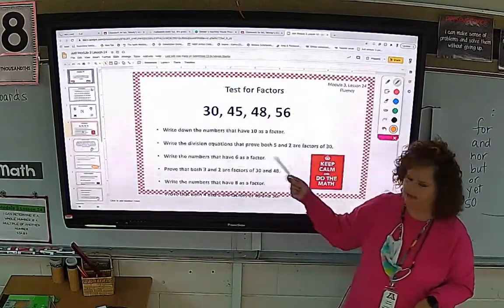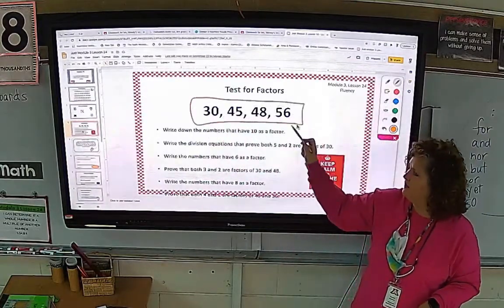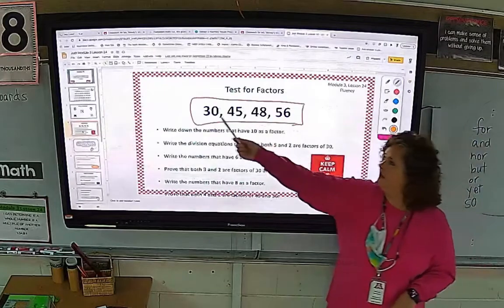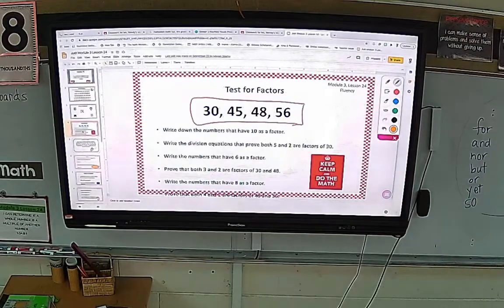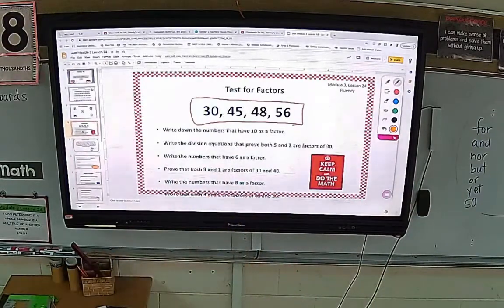Write the numbers that have 6 as a factor. Now look, it could be more than one of these numbers. These are the numbers you're looking at. If you think 6 is one of the factors of any of these numbers, write these numbers down. That's all you've got to write. Now maybe you want to check. If you need to do some division to check, you know what to do. But write down any of these 4 numbers that you think 6 is a factor of. You might think it's just 1. You might think it's more than 1.